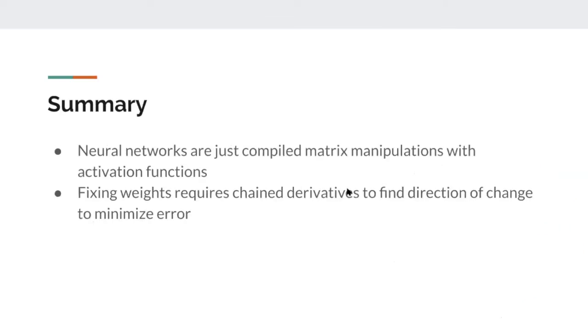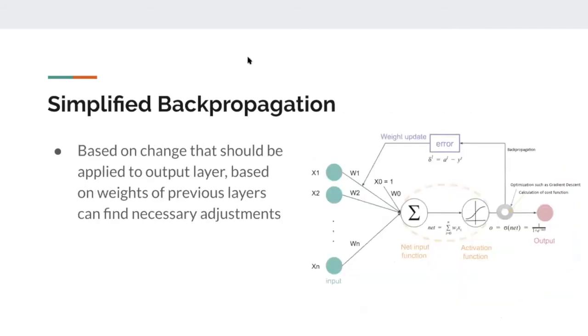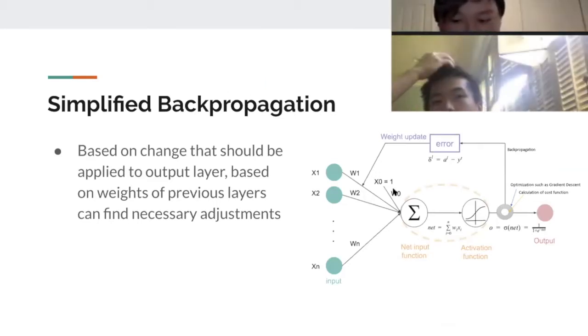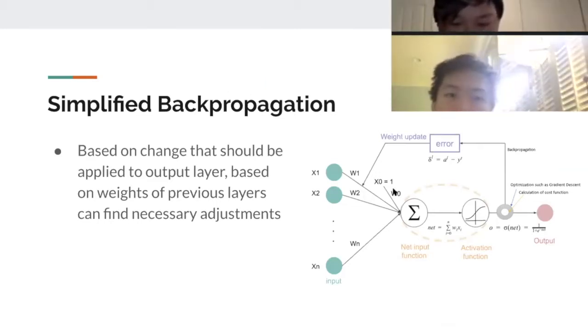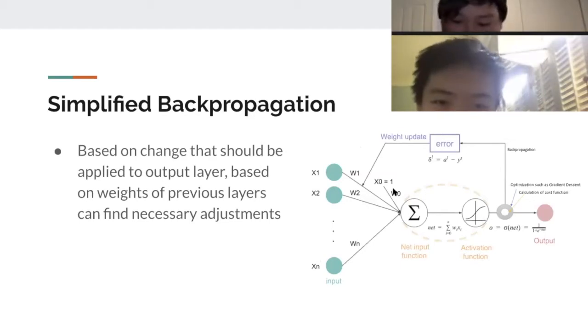So it's just a bunch of compiled matrix multiplications and activation functions, and you use chain derivatives to find the direction of change to minimize the error of the model. So yeah, that's just a quick summary of neural networks. I don't expect you guys to understand it immediately. It's pretty complicated stuff. Do you guys have questions?